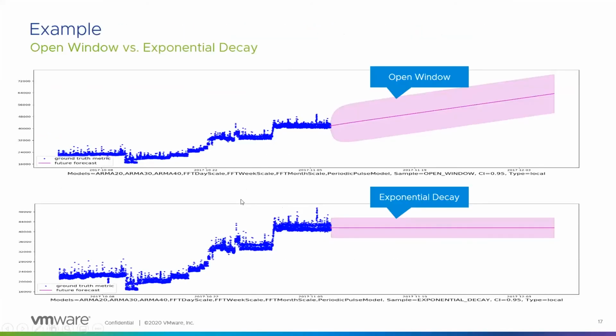So what it means is that when you're looking at exponential decay, the system is giving higher weight to recent data as compared to older data. Now, each one of you who have been IT admins or administrators of a VMware environment might have experienced this.